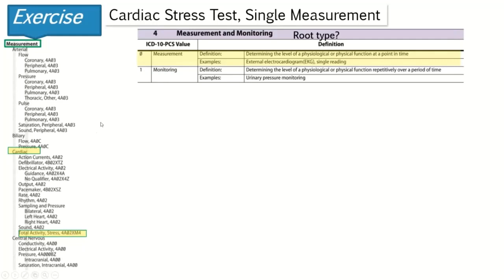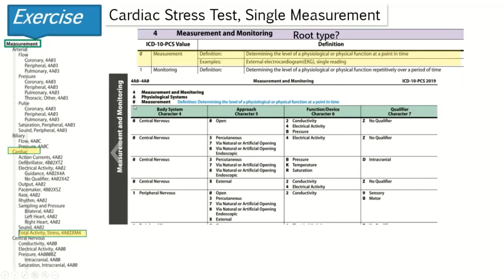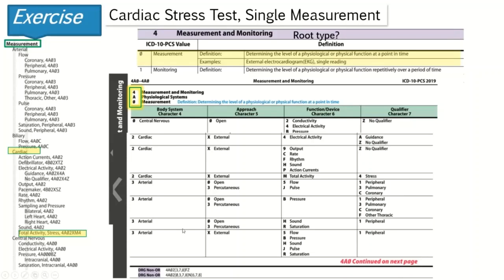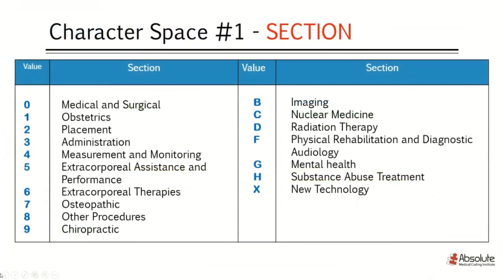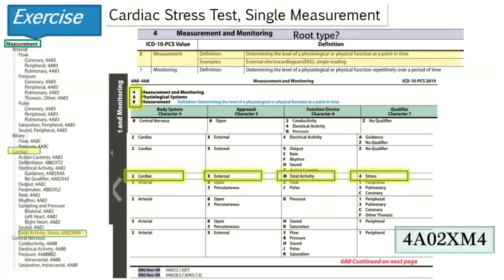So our job is to look at the corresponding table, look it up, and it's 4A0, measurement and monitoring, physiological systems, measurement. This is the correct table. So let's see, the next character that's given is 2. I don't see it here. Let's go to the next page. There it is. We got a couple of 2s. Sometimes when you see that, you might have to look over in the approach and the device to see your code. And ours happens to be right here. Cardiac, external, total activity, stress. That says everything. These are our keywords in our documentation too. And our code, I went a little too fast, is 4A02XM4.